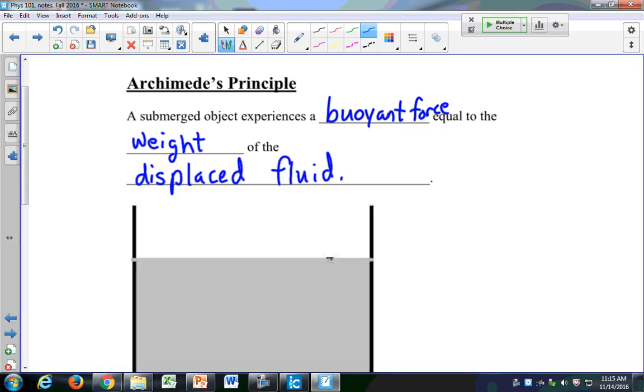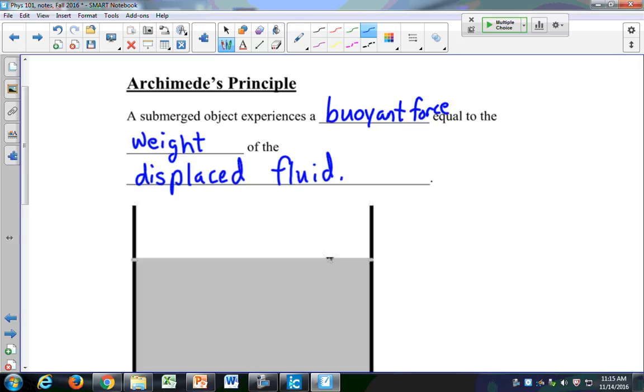Listen, I like to go to the pool in the summer. Our kids like to swim, and I like to swim too. But you can try this: you can make yourself more and less buoyant. Have y'all ever done this? How do you make yourself more or less buoyant? Right, you breathe in and breathe out.